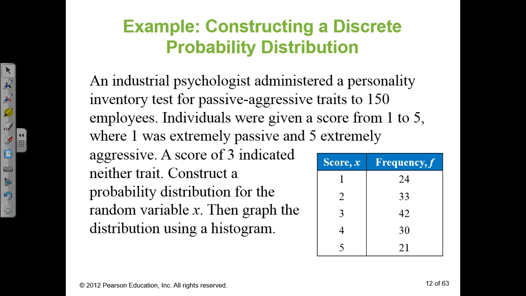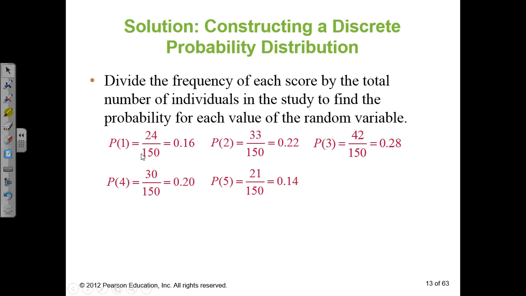So for example, here we have a personality test, and it was given to 150 different employees, and 24 of these employees had a score of 1, 33 employees had a score of 2, and so forth. So let's construct a probability distribution for this random variable. Well, the first thing we need to do is find the probability of achieving a score of 1 using what we saw in Chapter 3 is known as the empirical approach to probability. And there was 24 people out of the 150, or in other words, the probability of getting a score of 1 is about 16%.